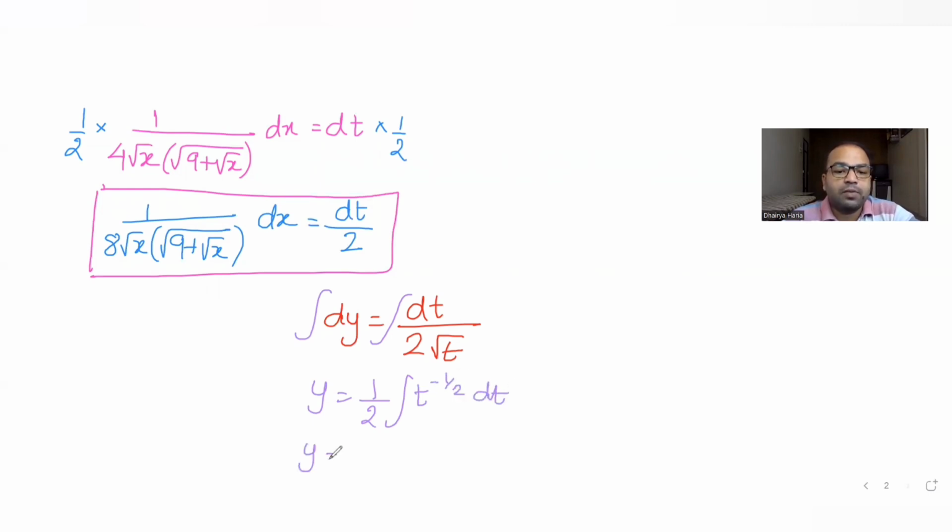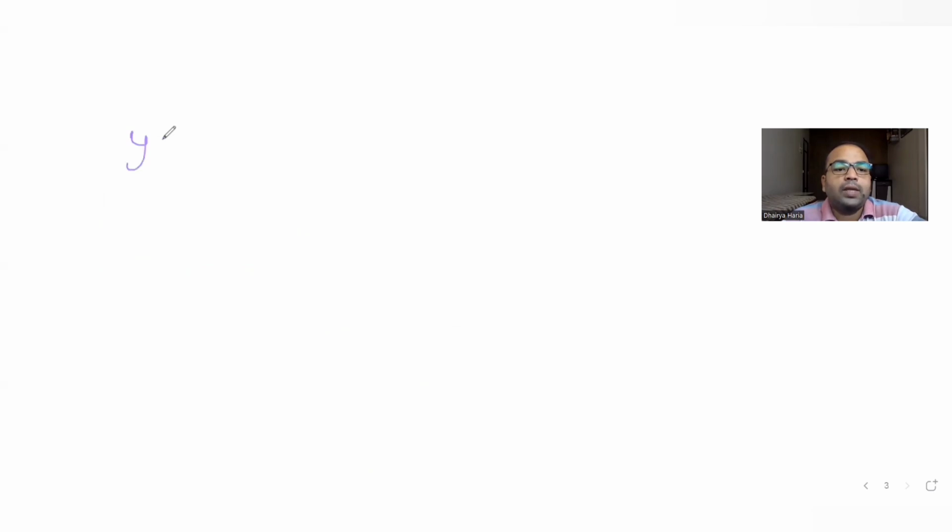So it becomes y is equal to half t raised to minus half, that becomes x raised to n plus 1. So t raised to minus half plus 1, t raised to half upon half. So this half and half gets directly cancelled out. And we have also got a constant, that's c. So we get here y is equal to square root of t plus c.